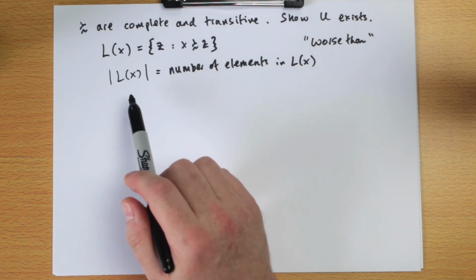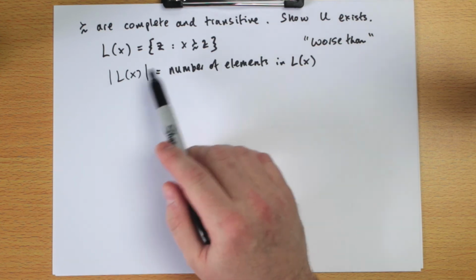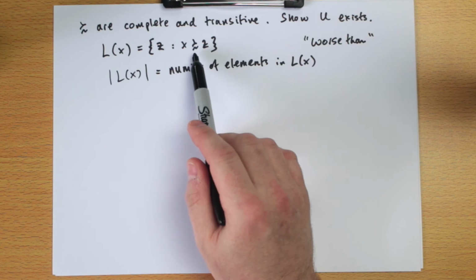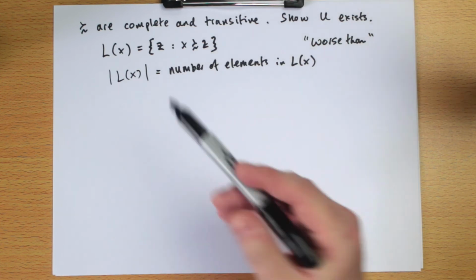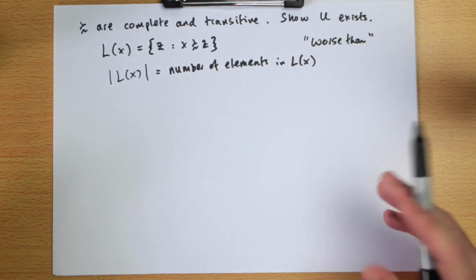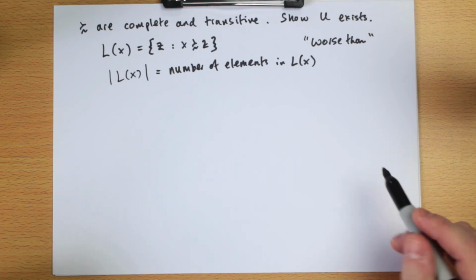It will always have at least one element as well, I suppose, which is X itself. Because we're working with a weak preference, X is worse than itself in a weak sense. It's the same as itself, okay?